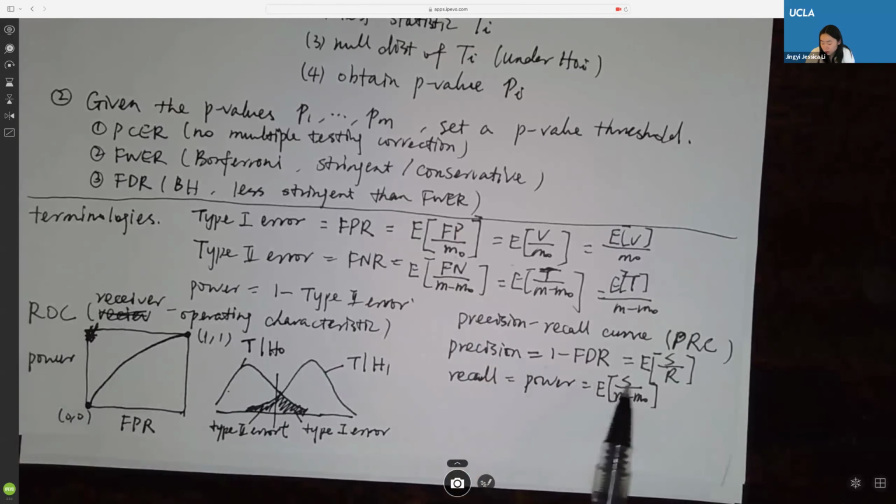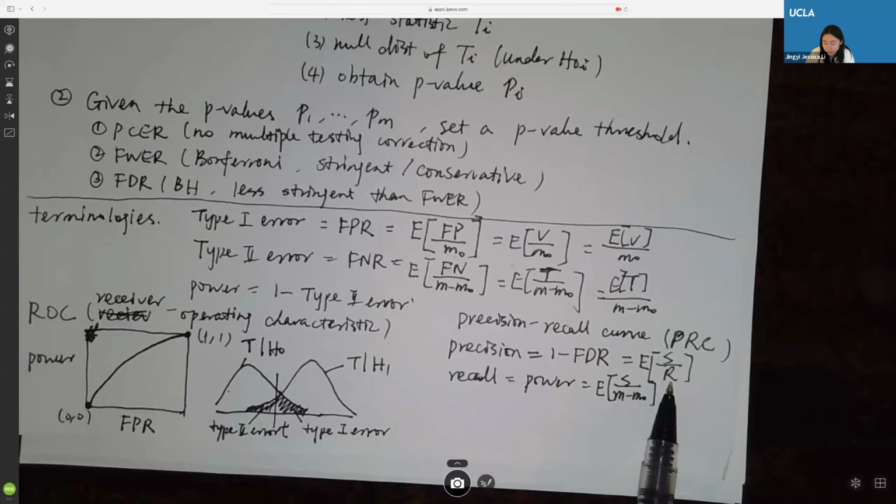The precision recall curve is different because you can see in precision, your denominator is not true negatives, but your discoveries.